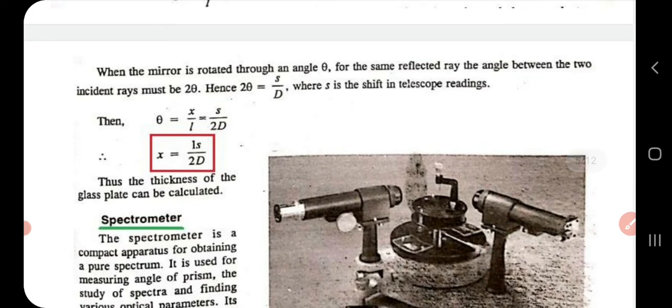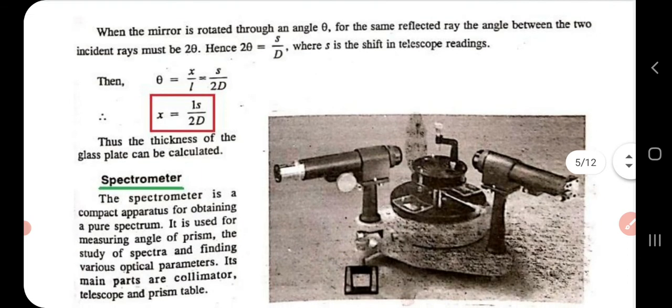So theta will be x by L, which is again equal to S by 2D. Therefore, x will be LS by 2D. Thus, the thickness of the glass plate can be calculated. So now you just go through the theory part. Once you do the experiment, everything will be clear to you.